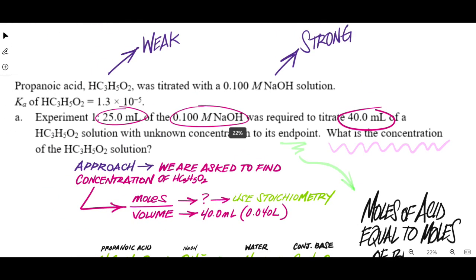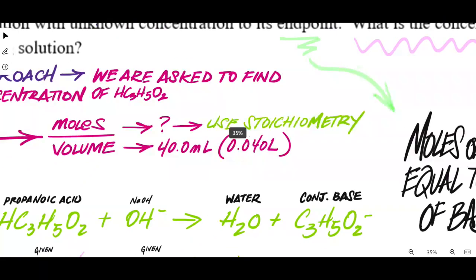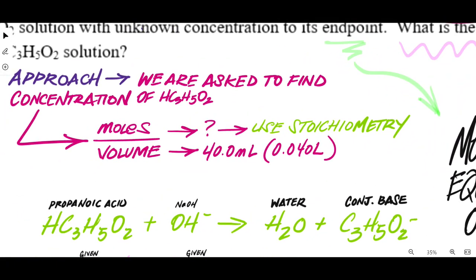Okay, but let's focus on that stoichiometric step because we need to find the moles of the weak acid. So here's the reaction that we're concerned with in this particular problem. We have our weak acid. It's going to react with the NaOH. Now the only part of the NaOH that's of any significance to us is the OH minus. Na as an ion isn't really going to do anything. And it's going to form water, and it's going to form the conjugate base of the propanoic acid.